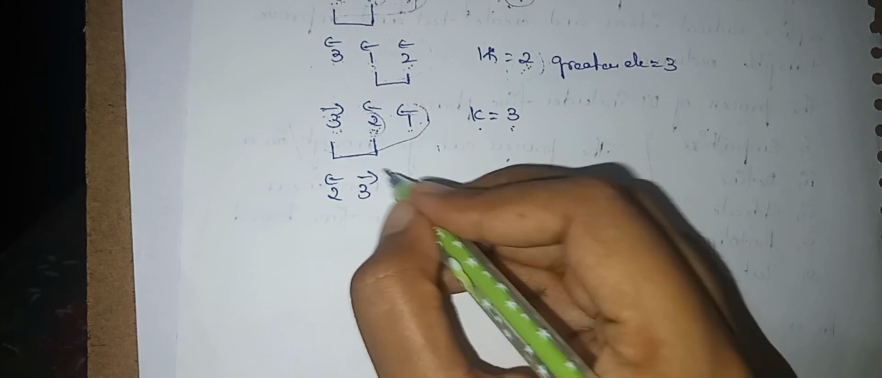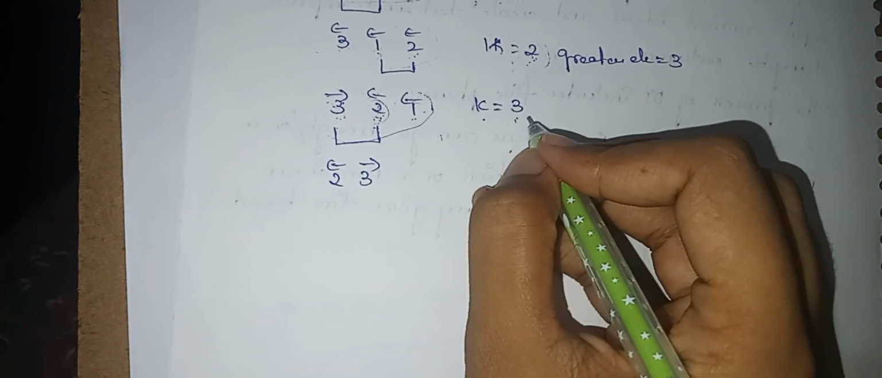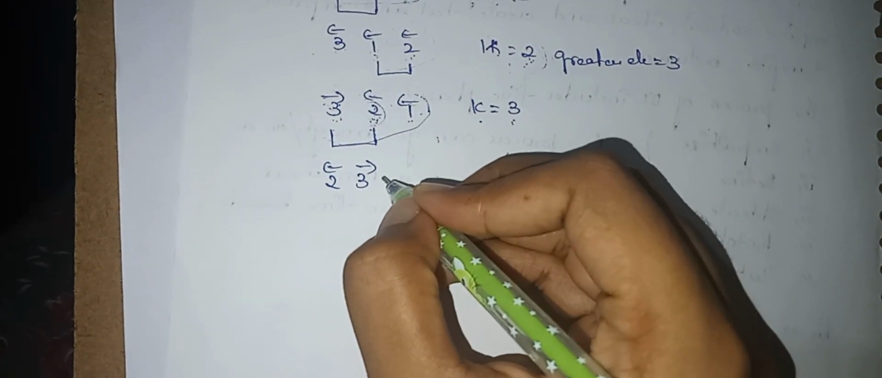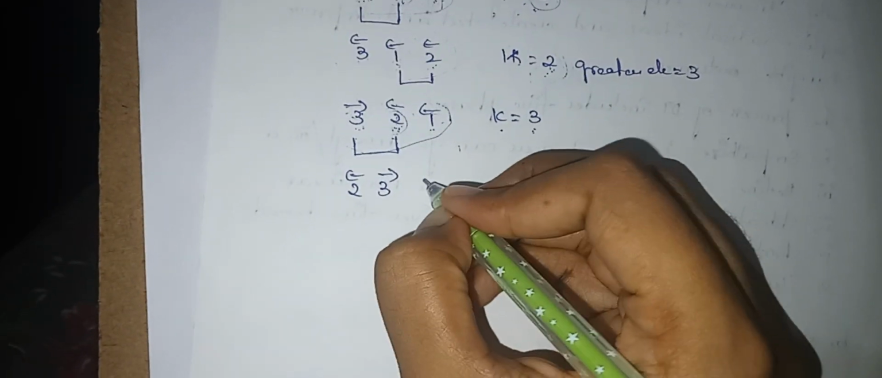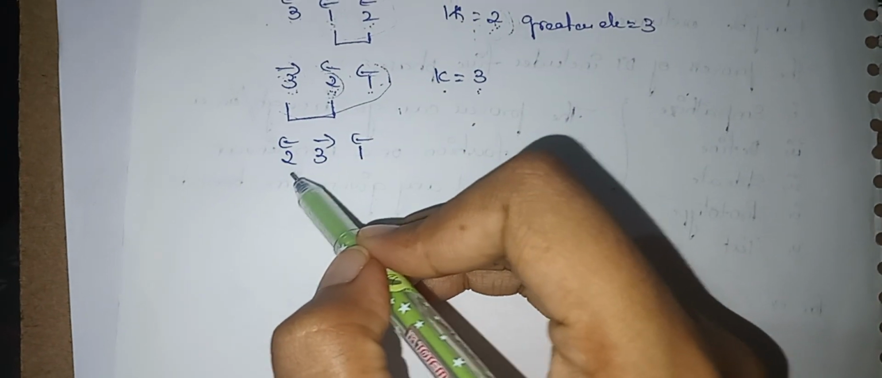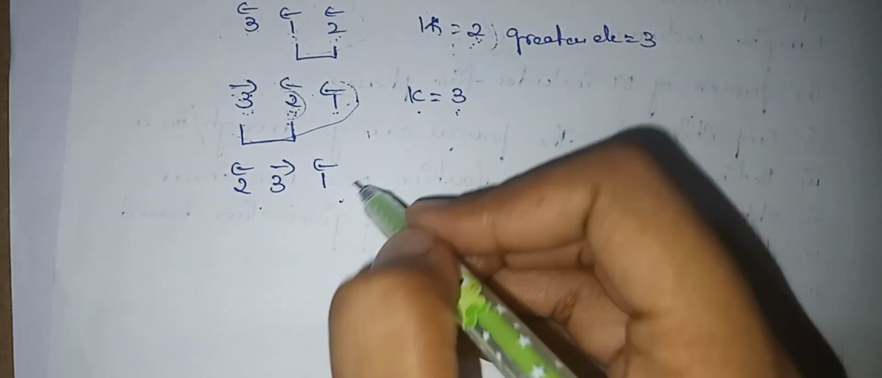The direction only changes when there is a greater element than the mobile element. The current mobile element is 3, and greater than 3 there is no other element, therefore the direction will be the same. So 3 and the next element 1, I have swapped these two. Now the new permutation is 2 3 1. Let us check for this also. Again, continue the same steps.